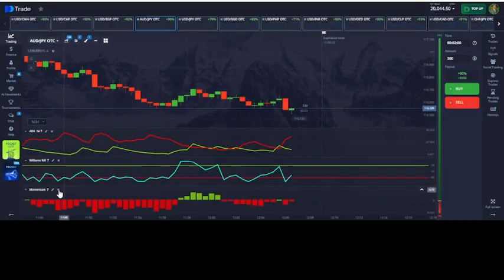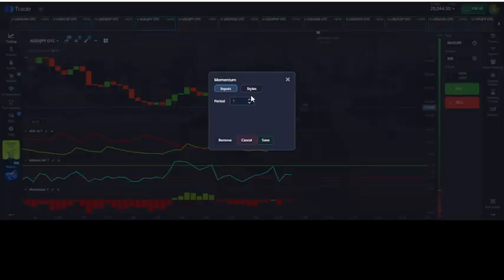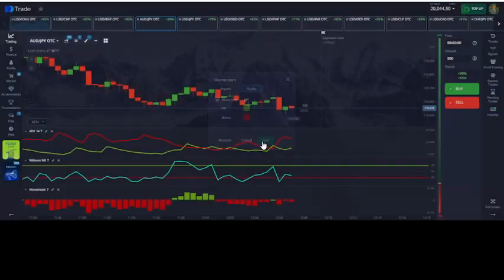For my momentum indicator, I've set the period to 7, and in the styles, I've changed the line to regular histogram. There is a line setting here, but I'm going to be using regular histogram. So we set it to histogram, 3 pixels, and I move the opacity to the right a little bit. So we can go ahead and save that.